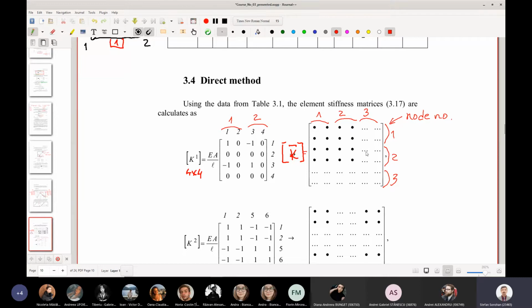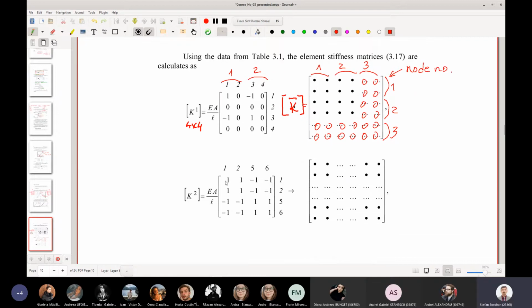The points which are here are zeros. They are not written, but here we have 0, 0, 0, 0, 0, 0, 0, 0, and so on. All are zeros. The nonzero points are these particular values here.